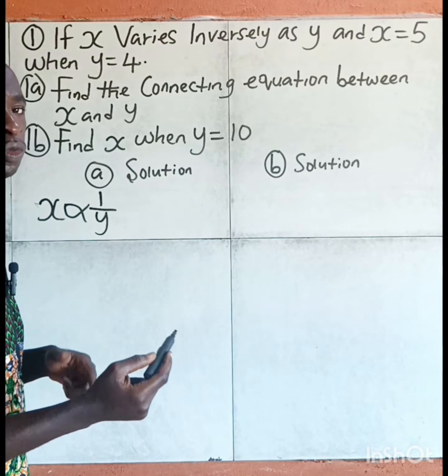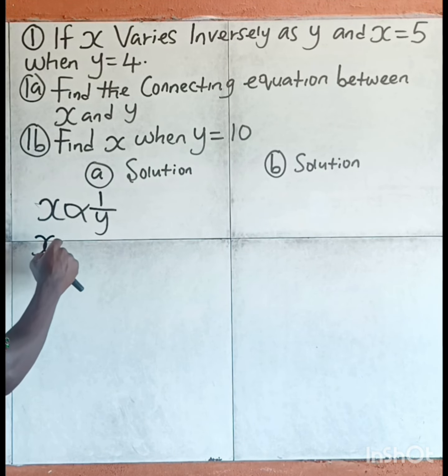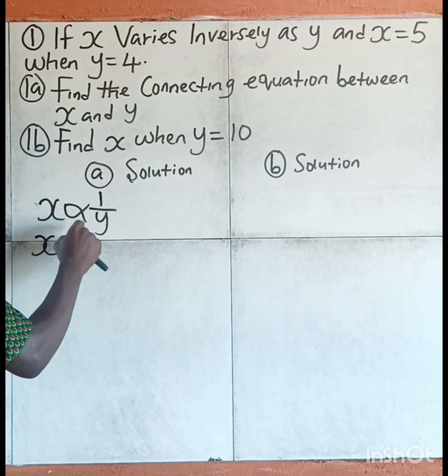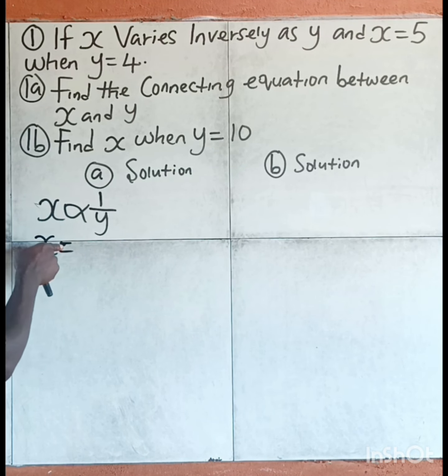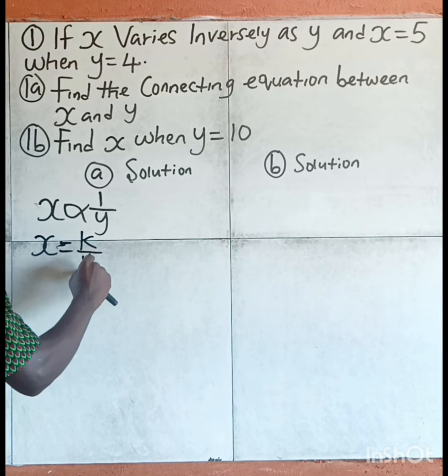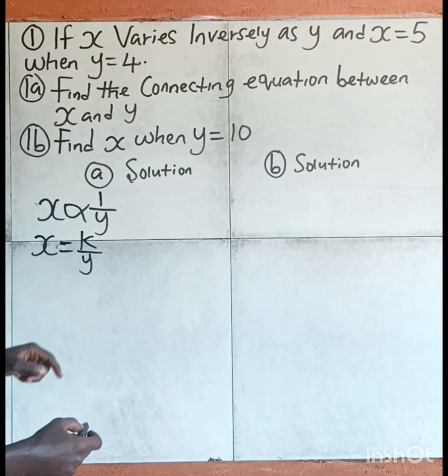Now, the next thing you're simply going to do is come back here again and write your x. Then you see the symbol of alpha, this symbol here, you will turn it to an equal to sign. Then you will introduce a constant, let's say k. So it becomes k over y. And this is the formula we are going to use all through. So you can clearly see it for yourself.